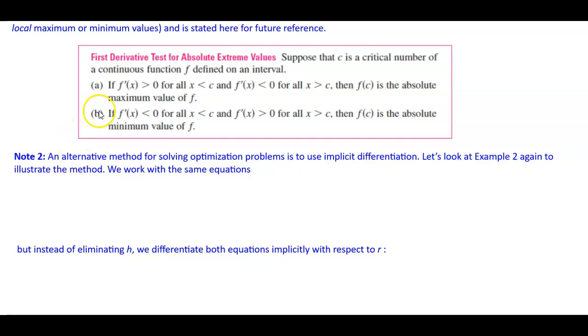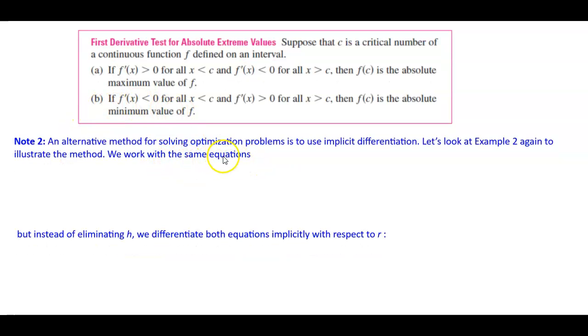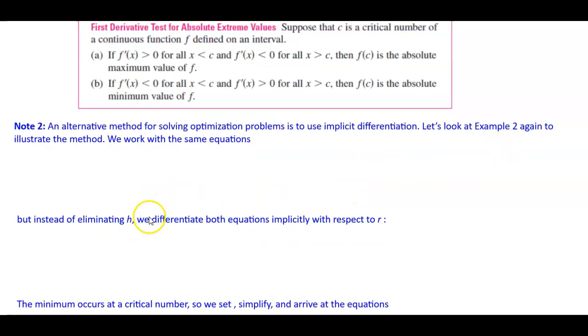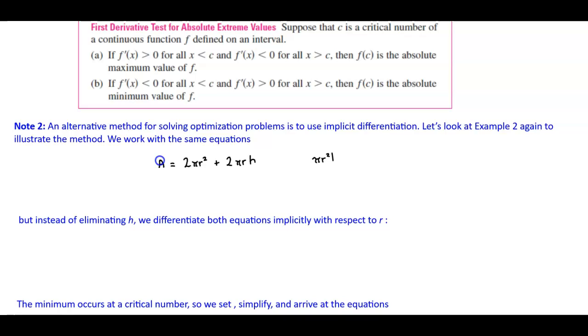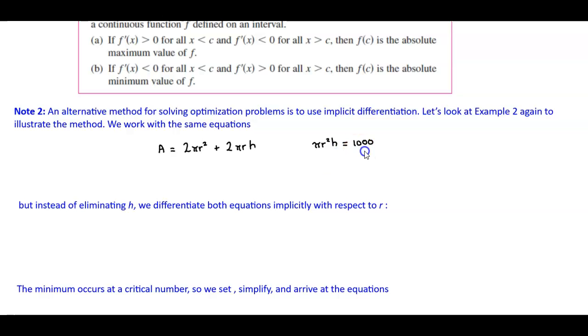Now, let's make note of 2. An alternative method for solving optimization problems is to use implicit differentiation. So let's take a look at example 2 again to illustrate this method, and we work with the same equations. Remember that we had the area, which was equal to 2 pi r squared plus 2 pi r h. And we knew that pi r squared h was equal to 1,000, which is the volume, right? So we knew the volume was going to equal 1,000 cubic centimeters.